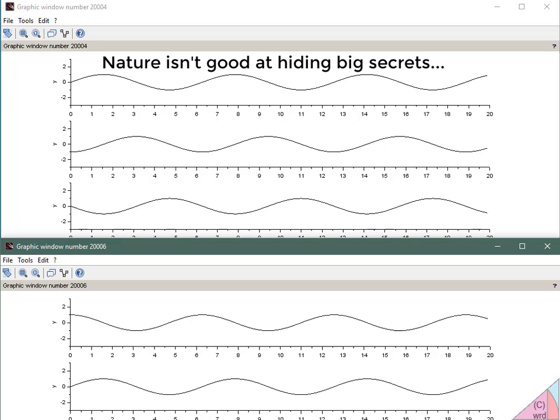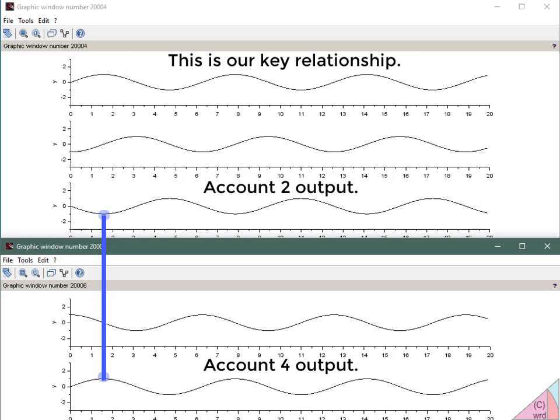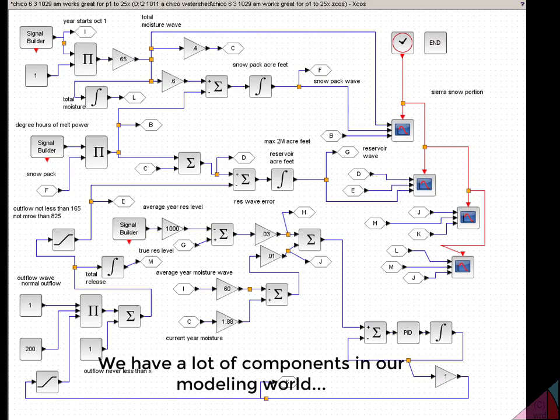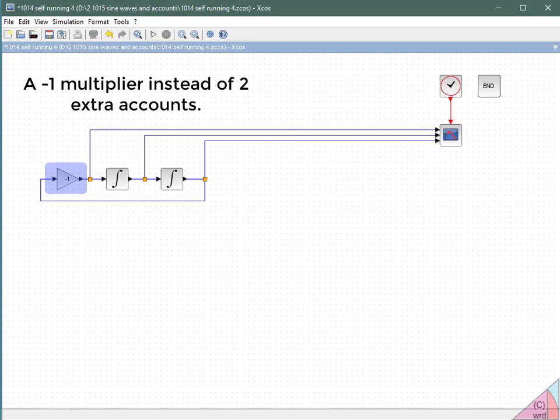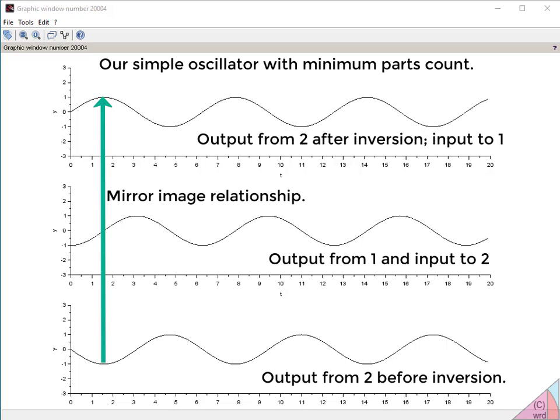Let's look at our signals carefully and sleuth out what nature is more likely to be doing. What is the difference between the output of accounts 2 and 4? One is the mirror image of the other. Do we have a non-account, non-time-dependent, purely algebraic mirror image function block? Yes. A simple inverter. A simple multiply by -1 function. Can we use this inverter to get rid of 2 of the accounts? Success. It runs just as well as the 4-account chain.